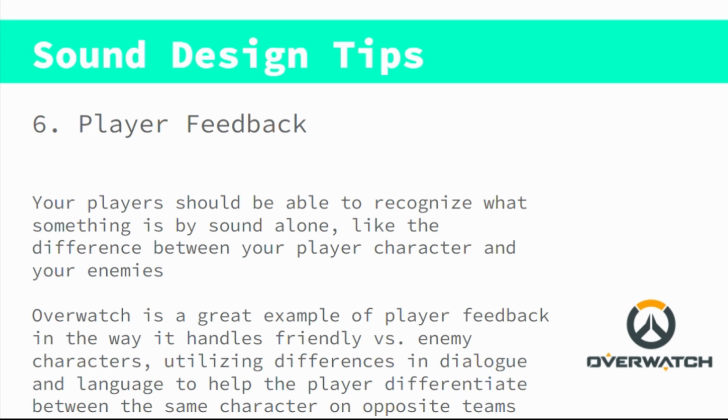If you have the same character on your side and on the enemy side, and they both play the same ability, you want to be able to hear if it's the enemy or your teammate in case you need to protect yourself. The way they handle this is by having the characters have different dialogues depending on if they're on your team or not. This creates a correlation in the player's mind so that they're able to defend themselves as needed. The most obvious example of this in Overwatch is with ultimate abilities.